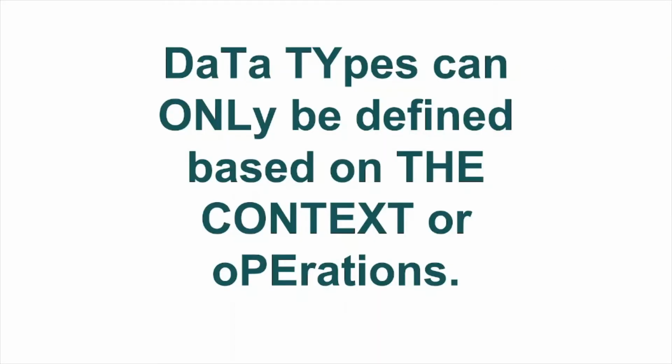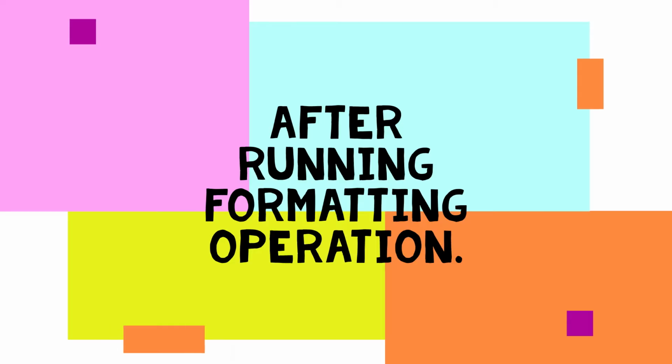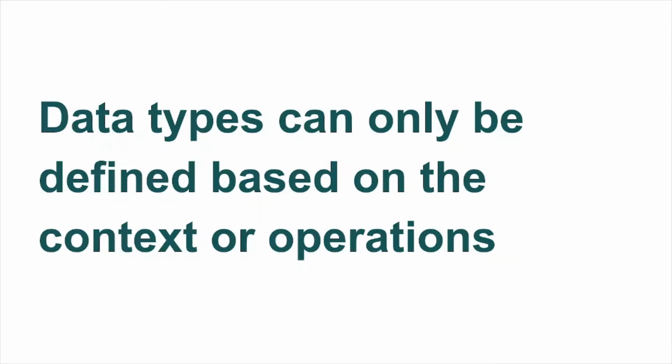Consider this text. Now as we can see, there are lots of uppercase and lowercase mismatches in the above sentence. In order to process this, we need a data type called strings. So the whole sentence is a string. After running the formatting operation, we get this. Data types can only be defined based on context or operations.